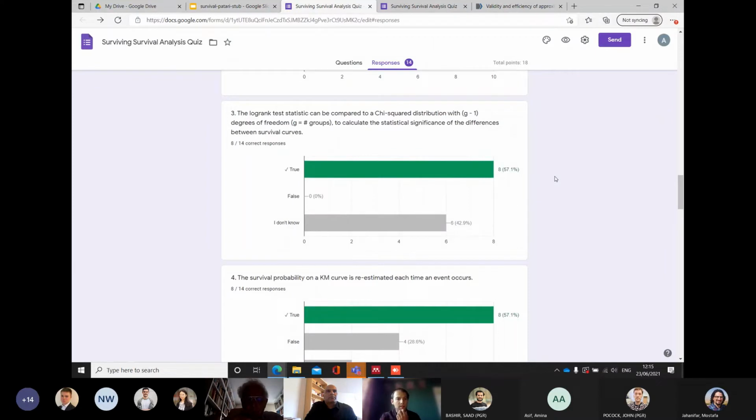So it looks like about half the people didn't know the answer to this question. We didn't go over this in the slides. I know we did last time, but I suppose that's probably why most people haven't known the answer to this one. But that's exactly correct. We can compare the log-rank test statistic to a chi-square distribution, and that's how we find out significance between the curves.